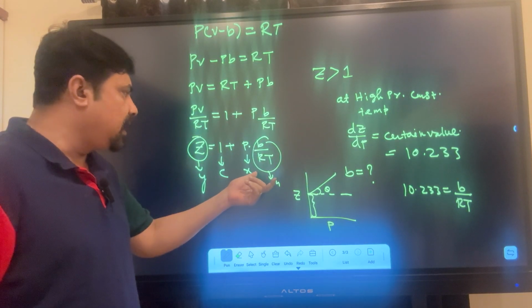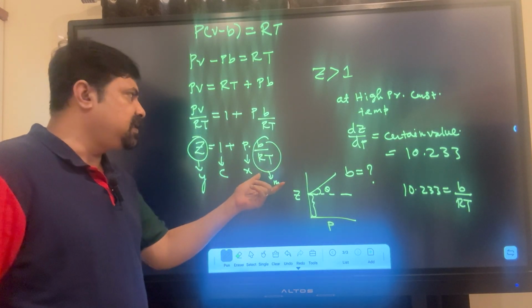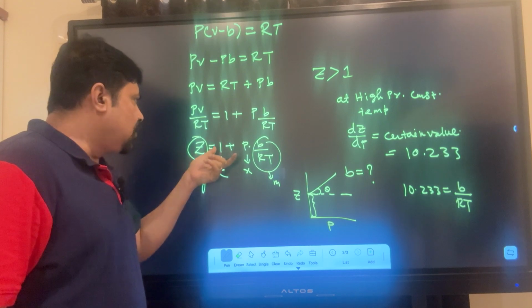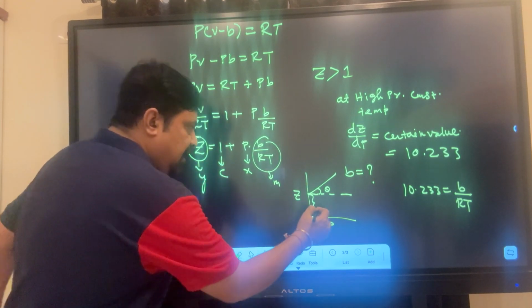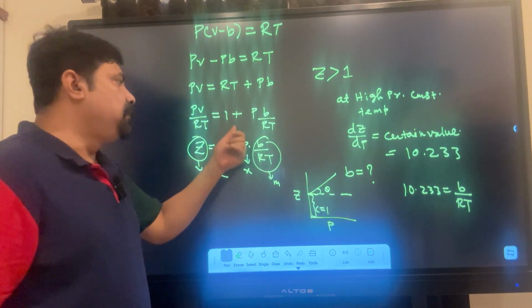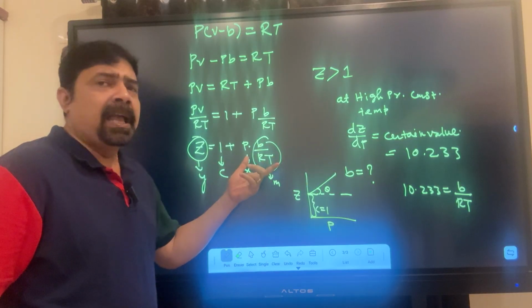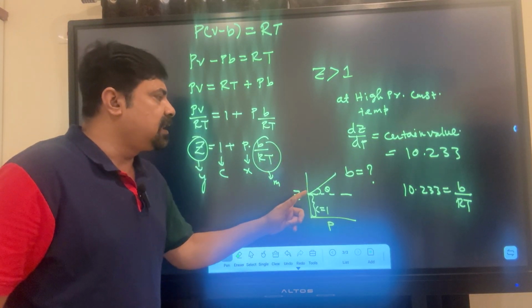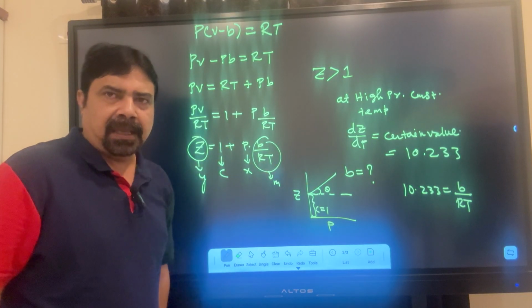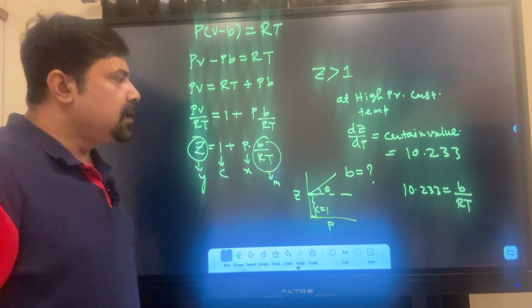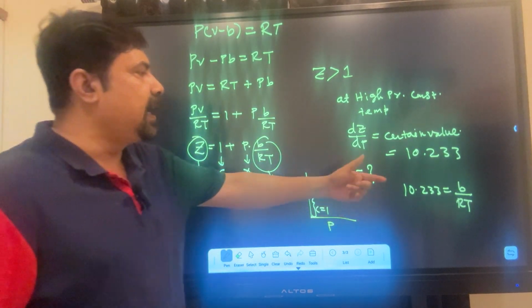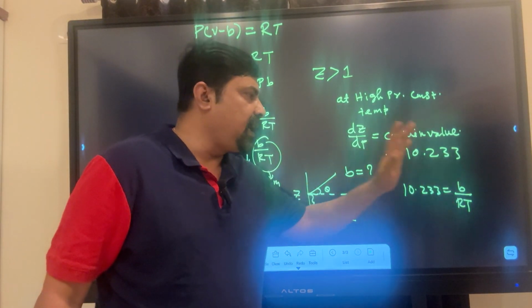From there I understood my slope is nothing but b by RT, because y is equal to mx plus c, where x is p and y is z. The intercept c is 1, and b by RT is m, which is the slope. It is a positive slope, that's why the plot will be like this, and the y intercept is also positive.